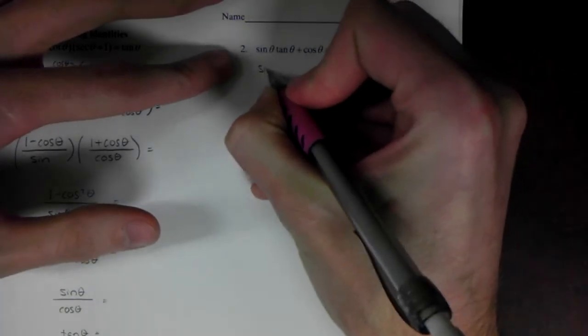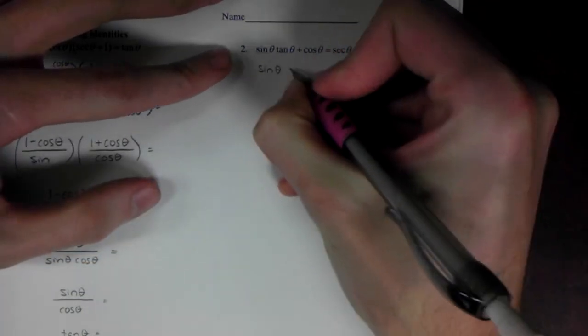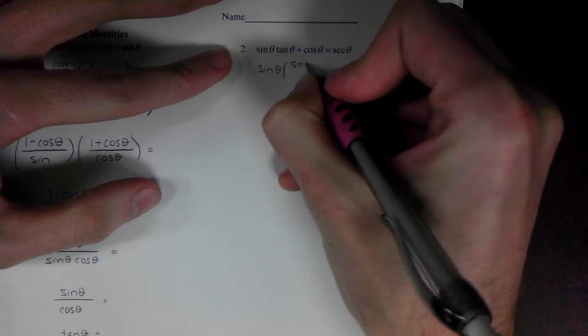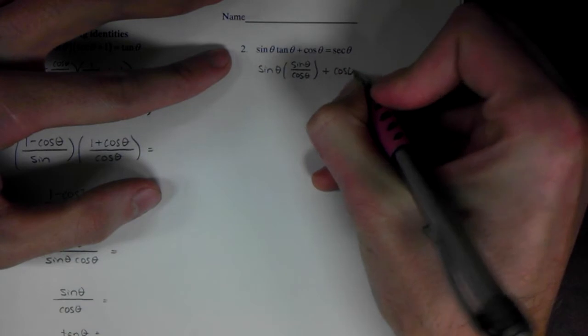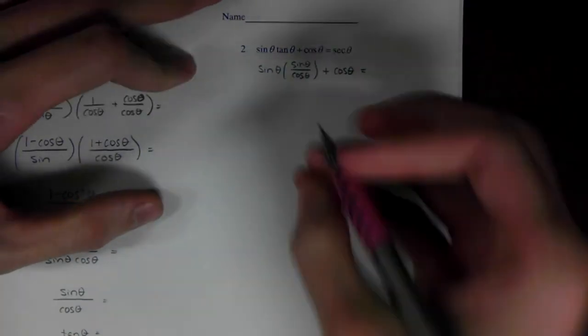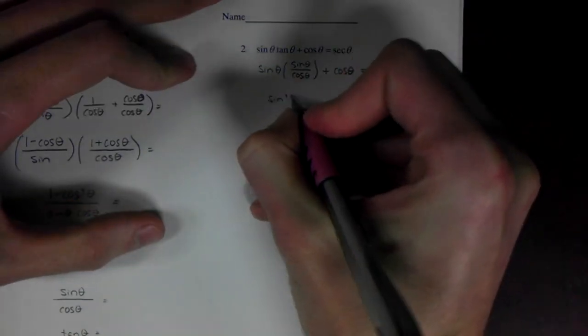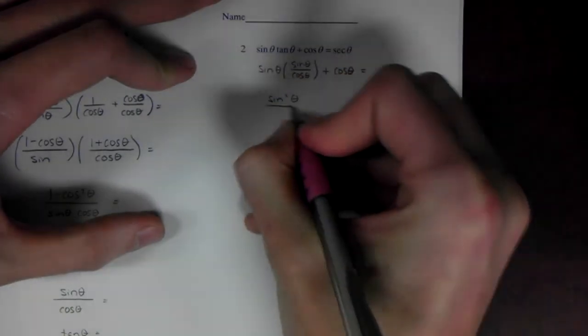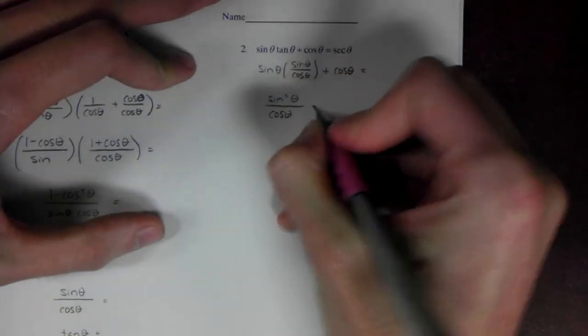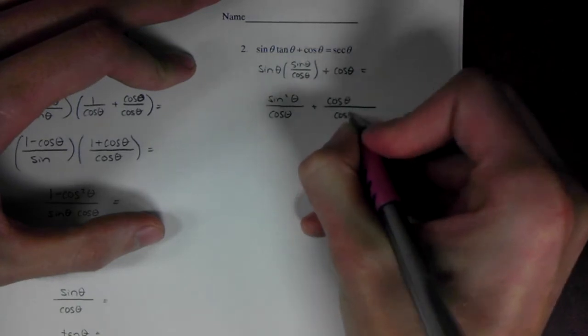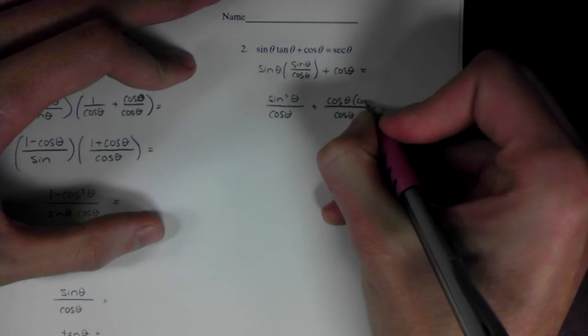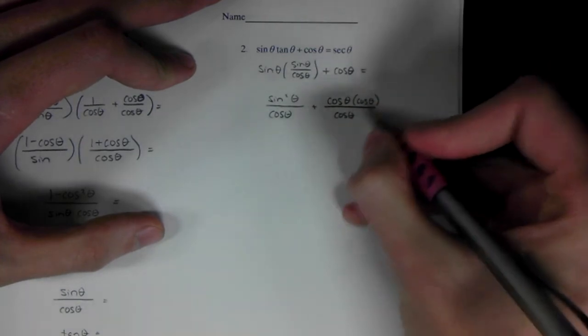So again, here I don't see any identities up front. So let's start this one off also by changing things to sine and cosine. Remember that tangent is sine over cosine. So on top I'm going to get sine squared here, sine times sine over cosine, and I'm going to change this cosine. I'm basically going to multiply that part by 1. Cosine over cosine is 1.